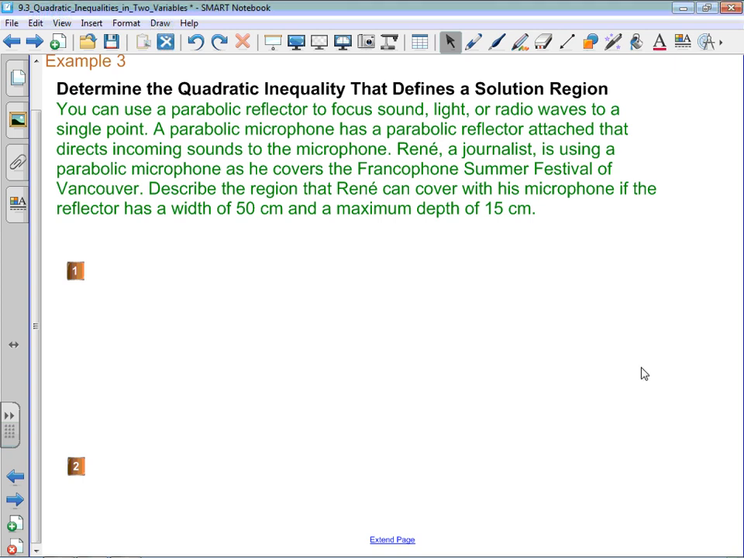Here we have example 3 from 9.3 in Math 20-1. And it's a word problem, everybody's favorite, I'm sure. It talks about how Rene, a journalist, has a parabolic microphone that he's pointing at something, whatever it is, and he's picking up the sound. And it wants us to describe the region that Rene can cover with his microphone.